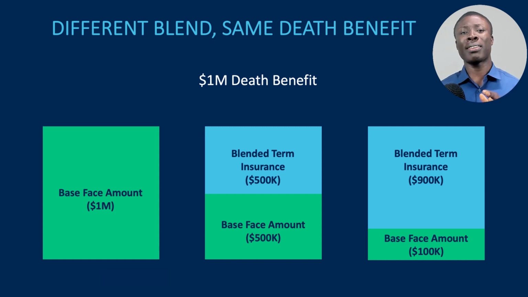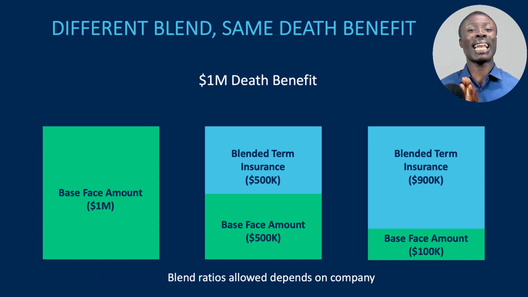I want to point out that different companies allow different blend ratios. So while some will allow 1:10, which means one of the base to 10 times of the term insurance, others will only allow 1:5, or even others will just allow 1:3.